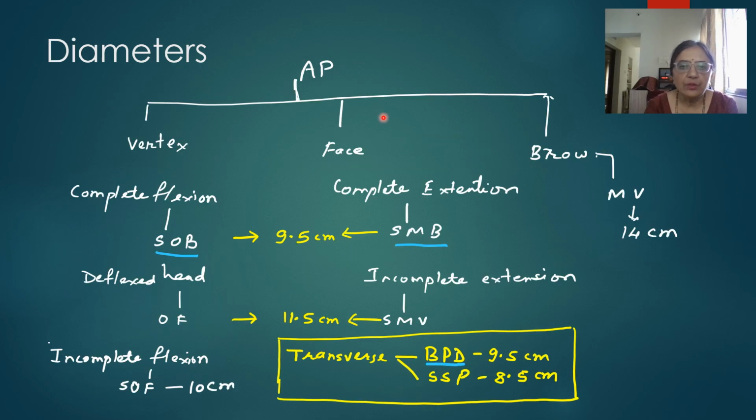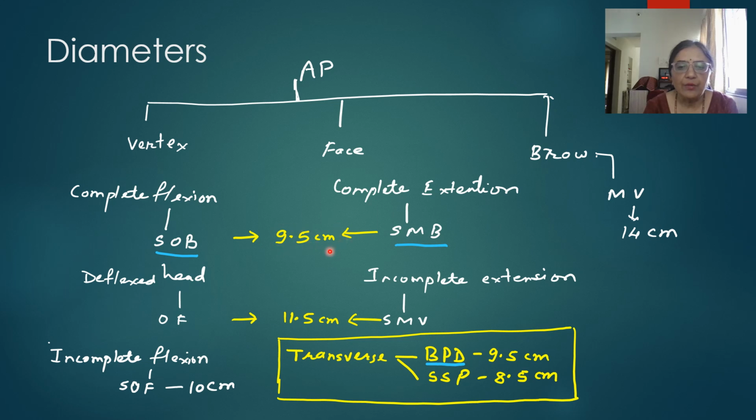So coming to the diameters in short, the anteroposterior diameters of engagement. If it is vertex, what is it? Vertex is not a presentation. Here the presentation is cephalic presentation. Vertex is the presenting part, because it will be the part which will be felt for the first time when the patient is in labor and we are doing per vaginal examination, and it is the part which is overlying the internal os of the cervix. So if vertex is the presenting part and the attitude of the fetal head is complete flexion, then the diameter of engagement is the suboccipitobregmatic diameter, which is 9.5 centimeters.